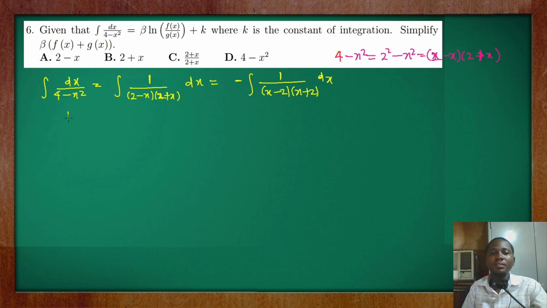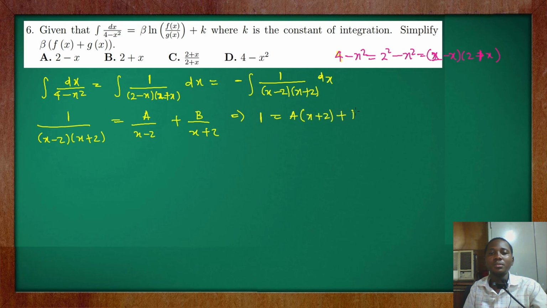Now if I try to resolve 1 over x minus 2 multiplied by x plus 2 into partial fractions, what will I get? So let's do that. A over x minus 2 plus b over x plus 2. Okay, so that means I'm going to have 1 equals a multiplied by x plus 2, plus b multiplied by x minus 2. So when x is 2, what do we have? We are going to have a equals 1 over 4.